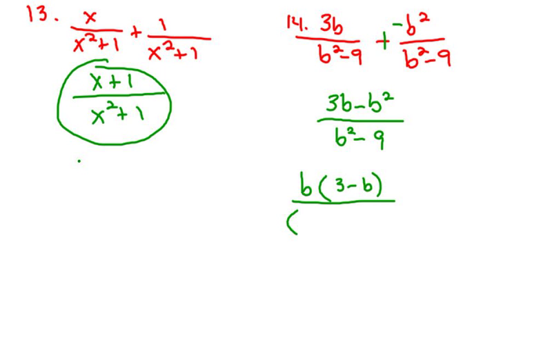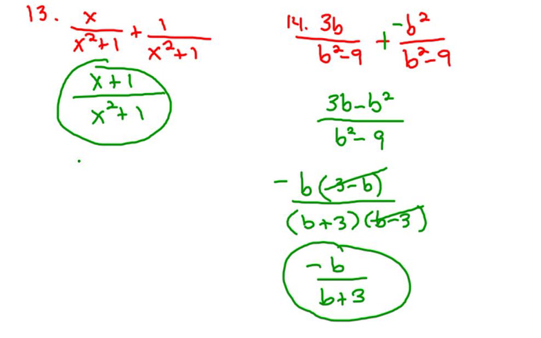And in the denominator, that's a difference of squares, b plus 3 times b minus 3. And the 3 minus b and b minus 3 differ by a negative, so we're going to cancel them and bring out the negative factor. So what's left over is negative b over b plus 3. And remember, you cannot cancel these b's because this factor is b plus 3. Cancel all of the factor or none of the factor.